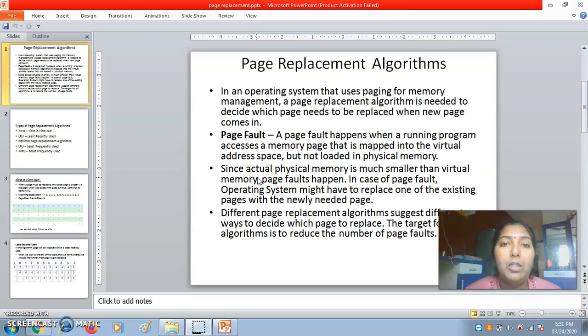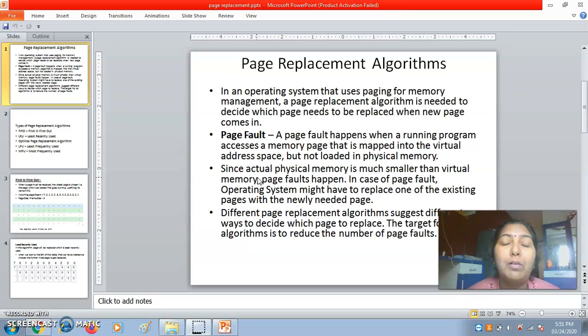Hello everyone. Today we are here to discuss page replacement algorithms. These page replacement algorithms are used in the concept of virtual memory. So actually in the system we have two memories. One is virtual memory and another one is main memory.